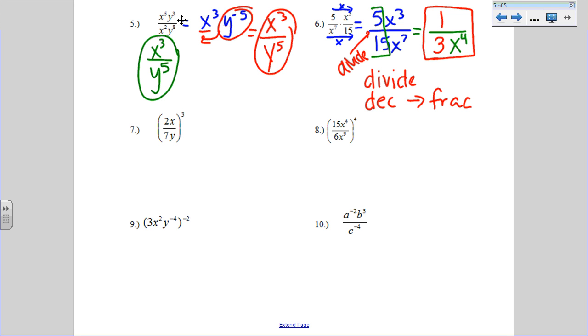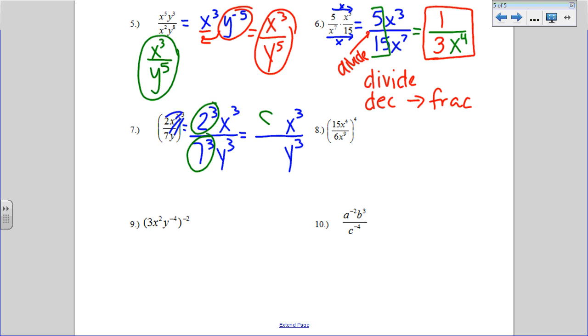When we take a look at number 7, we have a couple of rules combined here. We're going to have to take the 3 and apply it to everything that's in there. So this becomes 2 to the third, x to the third, 7 to the third, y to the third. Now when I look at my variables, I can tell my variables are done because I only have one x, and it's raised to the third power, and one y base, and it's raised to the third power. But the part that needs to be simplified are my 2 to the third and my 7 to the third. So 2 to the third is 8, and 7 to the third is 343.